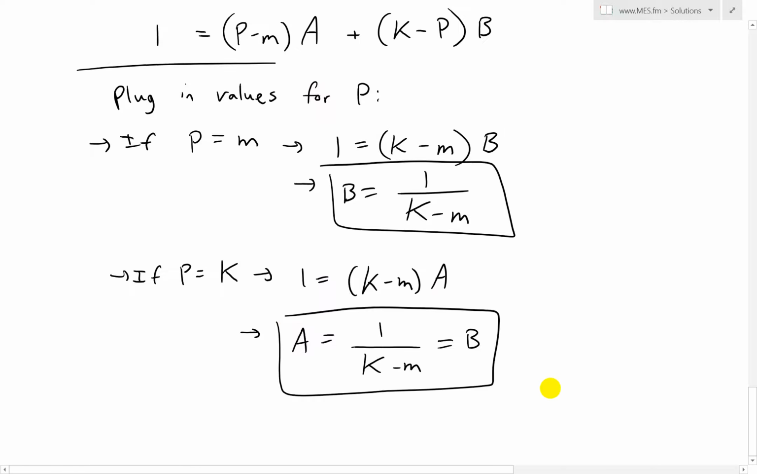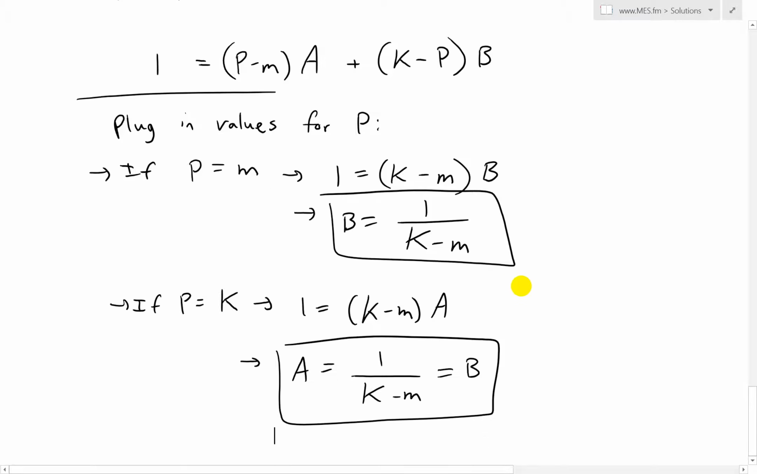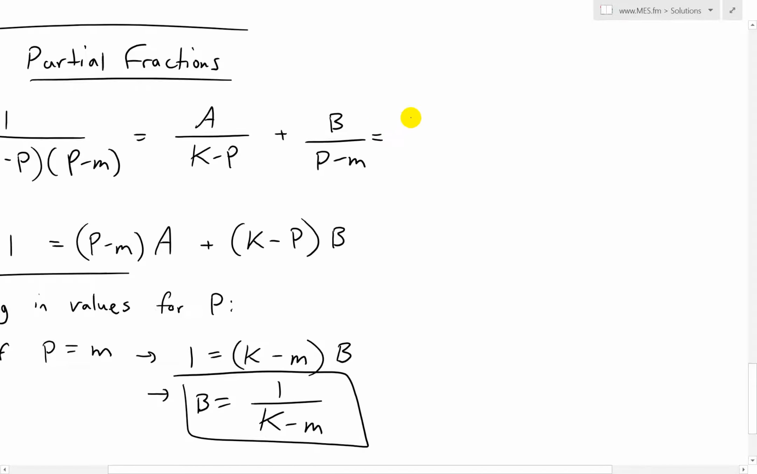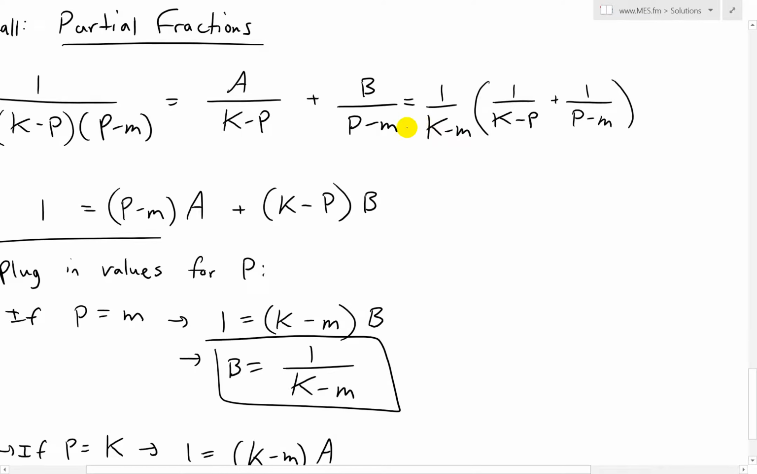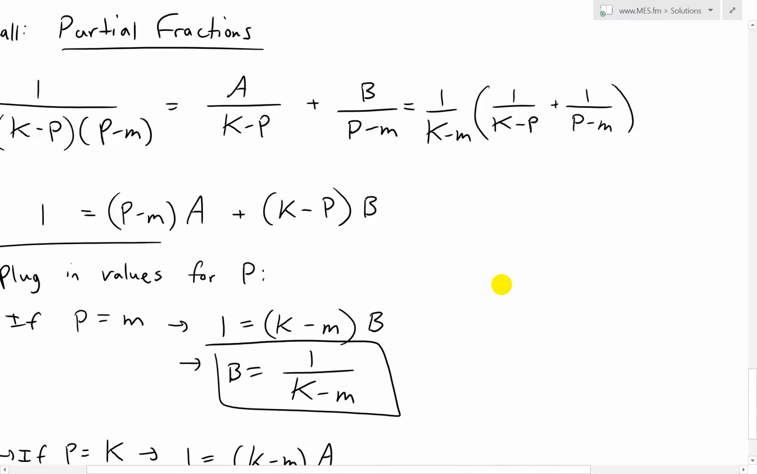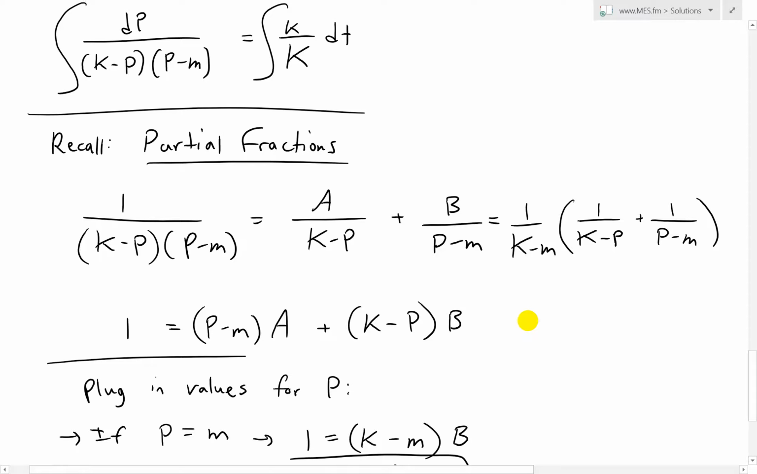So then what this means is, since both of these are equal to 1 over K minus m, we could write this as equaling 2, and then factor it out, 1 over K minus m, times 1 over p minus K, plus 1 divided by p minus m. And again, that's because the constants A and B are both the same, 1 divided by K minus m. That is what we could plug in, and we can take the integral of this.